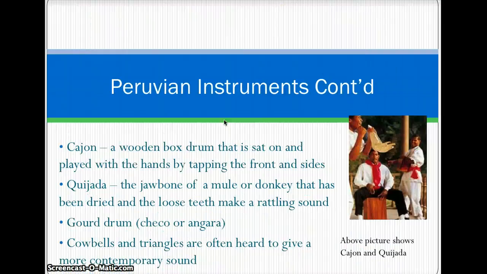The next Peruvian instruments aren't as common. The cajon, it's a wooden box drum that is sat on and played with the hands by tapping the front and sides. The quijada, the jawbone of a mule or donkey that has been dried, and the loose teeth make a rattling sound. The gourd drum and the cowbells and triangles are often heard to give a more contemporary sound.